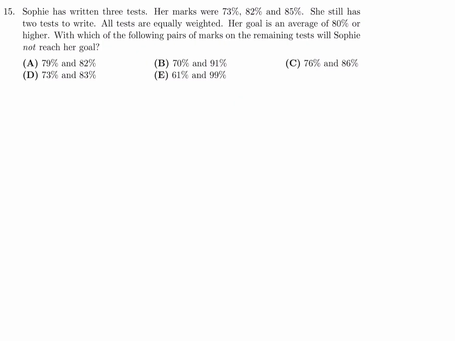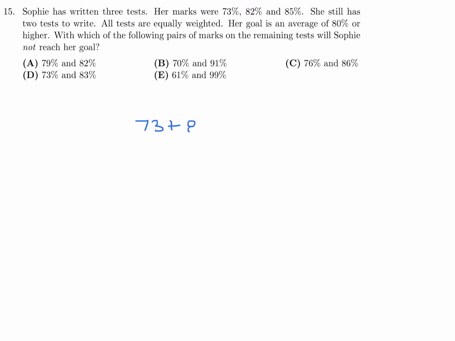Sophie has written 3 tests. Her marks were 73, 82, and 85. She still has 2 tests to write. All tests are equally weighted. Her goal is an average of 80 or higher. With which of the following pairs of marks on the remaining tests will Sophie not reach her goal?